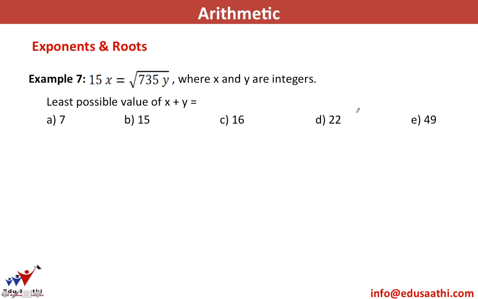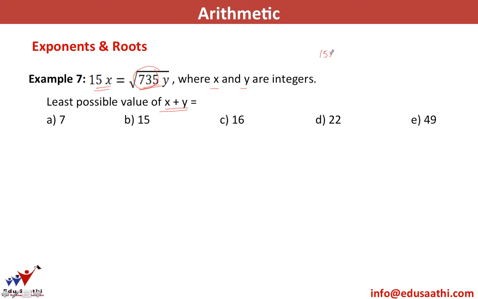Another question that we have is 15x is equal to root of 735y, where x and y are integers. What is the least possible value of x plus y? This is the question that we have. Here x and y have to be integers, and it is 15x that you have on this side. So what you can do is, you can try to find out the square root of 735. I know exact square root of 735 is not possible, but still I have to break it down.